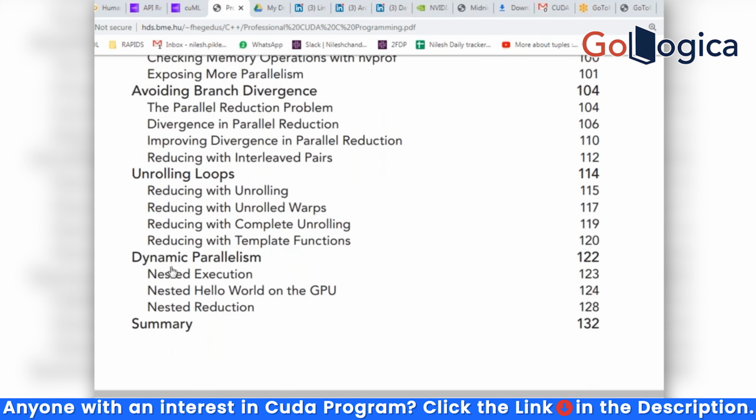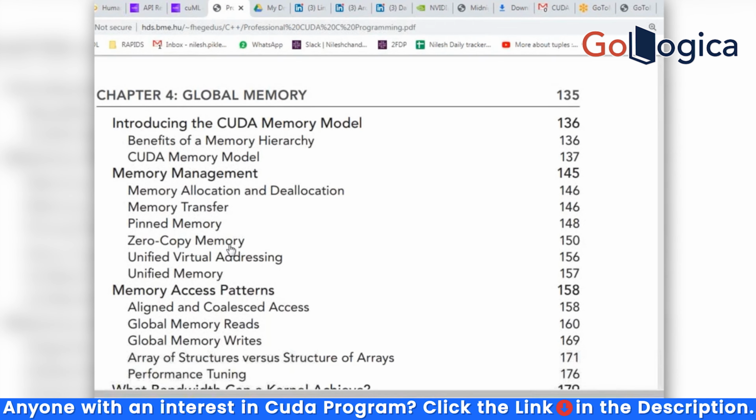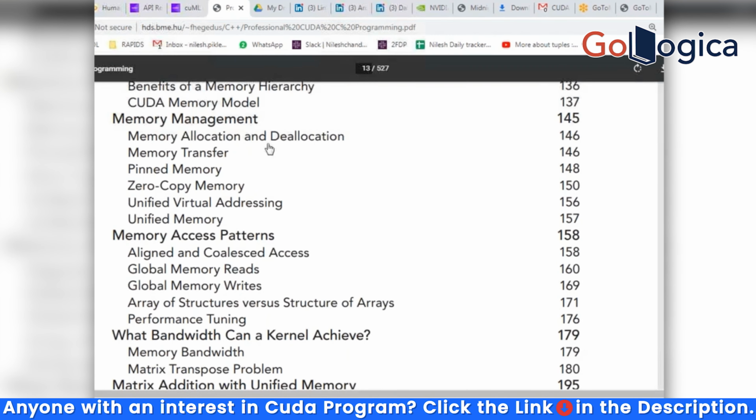Dynamic parallelism is not at all required in your case if you are working in the domain of AI, but I'll just introduce you to this dynamic parallelism concept, right? But I don't think we typically use it in deep learning because most of the computations are only simple matrix operations. Then some different memories are there, like global memory, shared memory, constant memory, and some memory related operations that we are going to discuss.